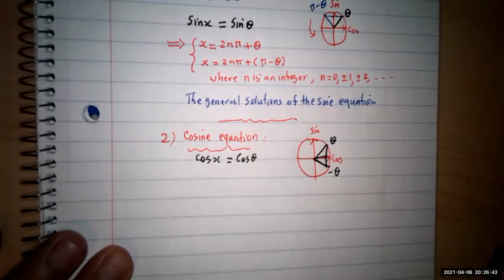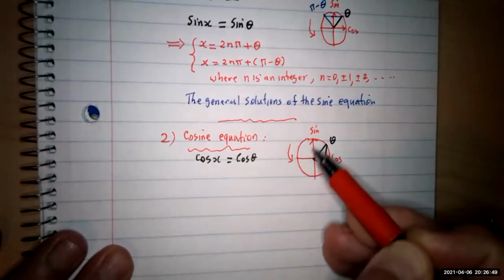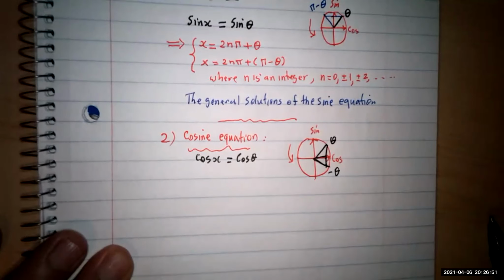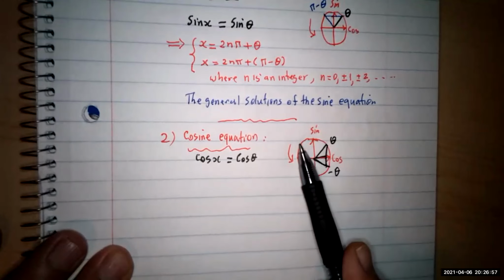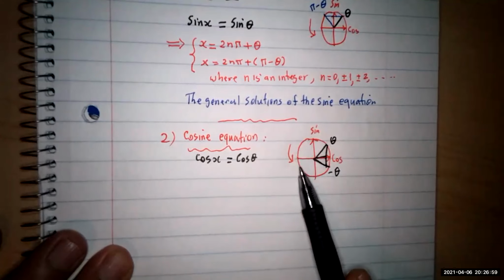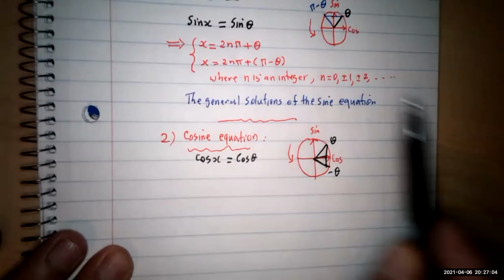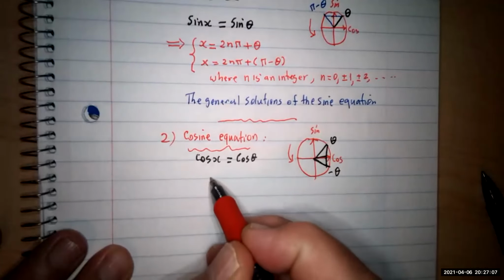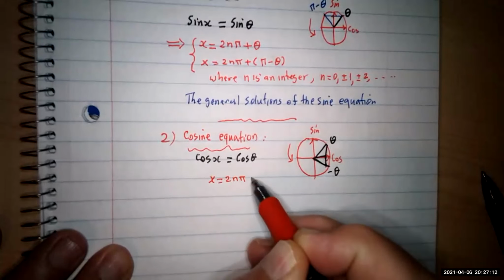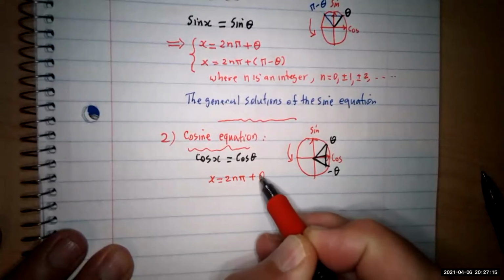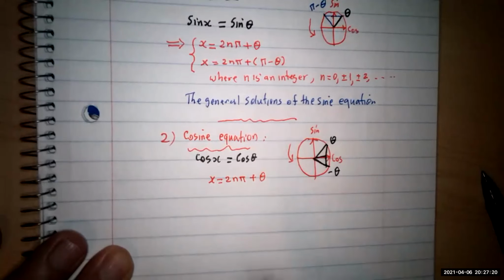Okay, so these are going to be specific ones, but you know that you can travel. You can go around the circle. If you go around the circle, you are going to have not only theta, you get 2 pi plus theta, 4 pi plus theta, 6 pi plus theta. So the first solution is going to be x equal to 2n pi plus theta. It's important to find the first one. As soon as you find theta, you can find all of them.